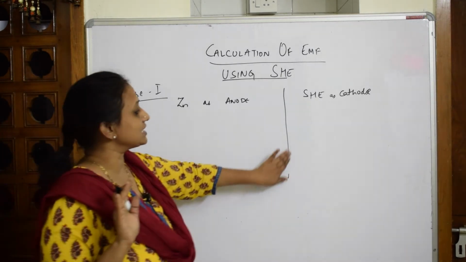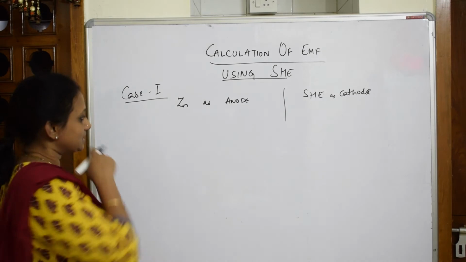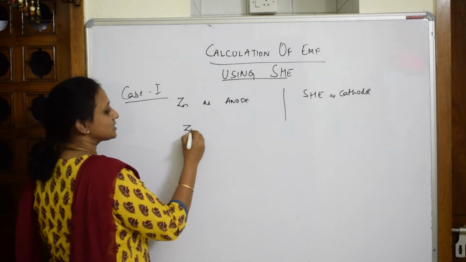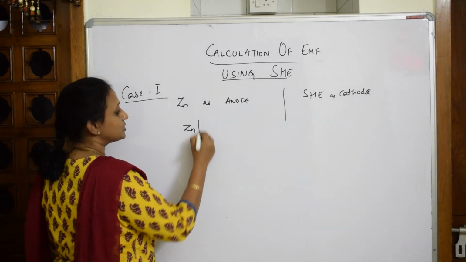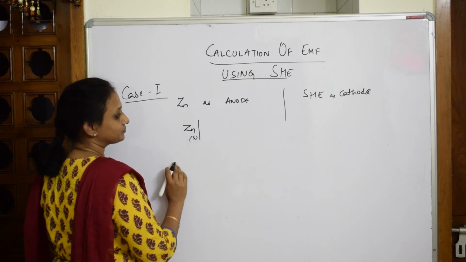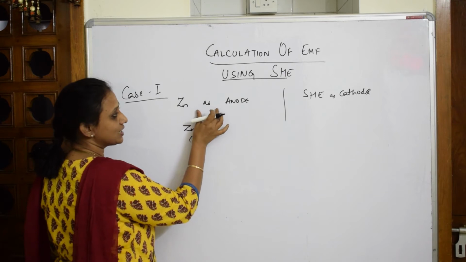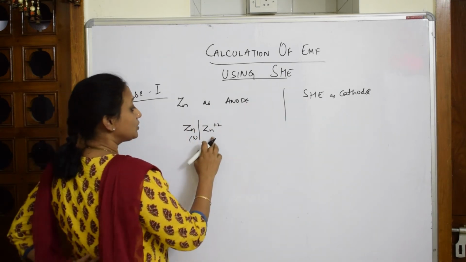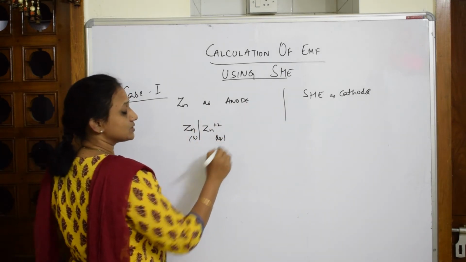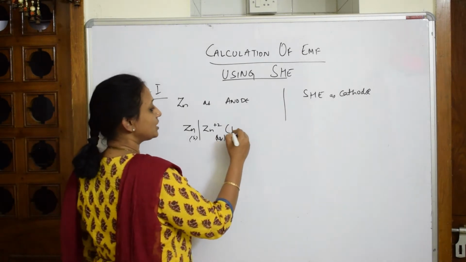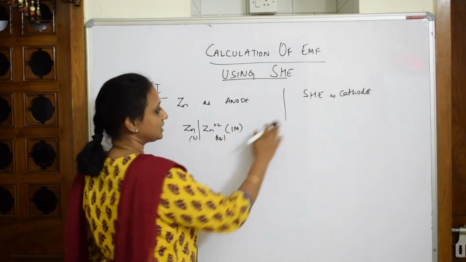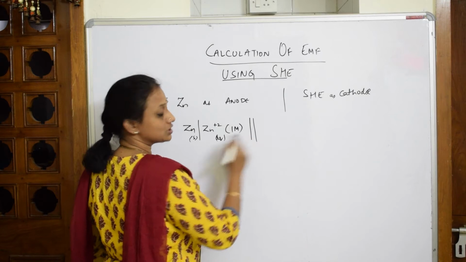So how should I write the cell notation for such a particular thing? So simple. Just take zinc, then put a slash. Now which is the state? Solid. Now it is going to get converted to Zn+2, because I'm taking this as anode and that as cathode. Now here Zn+2, what is the state? Aqueous. What is the concentration of that? 1 molar. Done. And you have your salt bridge.